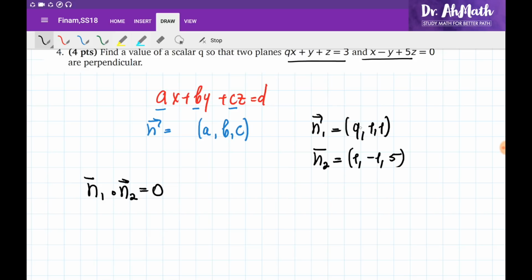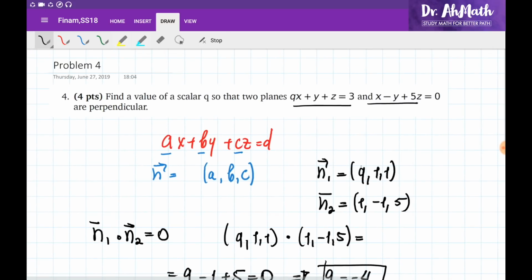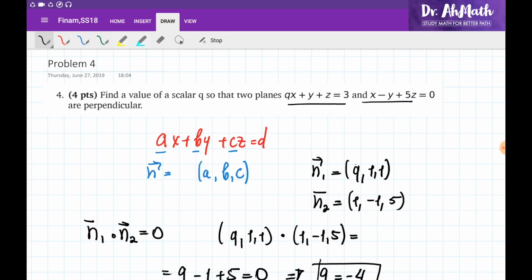So let's multiply these two vectors as a dot product. It's going to be (q, 1, 1) dotted with the vector (1, -1, 5). So this is going to be q minus 1 plus 5, and this should be equal to 0. From here we can obtain that q should be equal to minus 4 simply. So for this value of q, these two planes are going to be perpendicular.